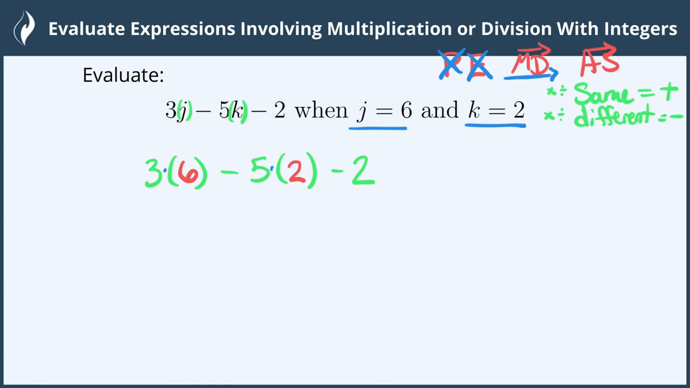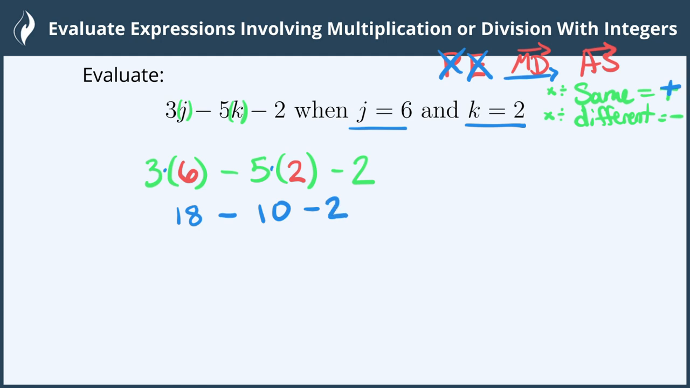These are separated by a subtraction sign, so I can complete them both at the same time on the same step. 3 times 6 is 18. A positive 3 and a positive 6 give me a positive answer. I can go ahead and subtract 5 times 2, which is 10, and so I have minus 10. And then copy everything else down exactly as it was on the step before.